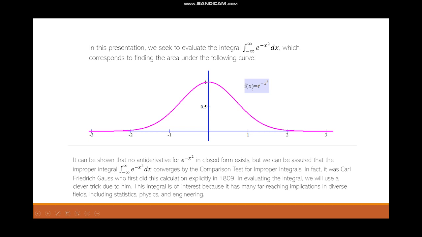It can be shown that no antiderivative for e to the minus x squared exists in closed form, but we can be assured that the improper integral converges by the comparison test for improper integrals. In fact, it was Carl Friedrich Gauss who first did this calculation explicitly in 1809. In evaluating the integral, we will use a clever trick due to him. This integral is of interest because it has many far-reaching implications in diverse fields, including statistics, physics, and engineering.